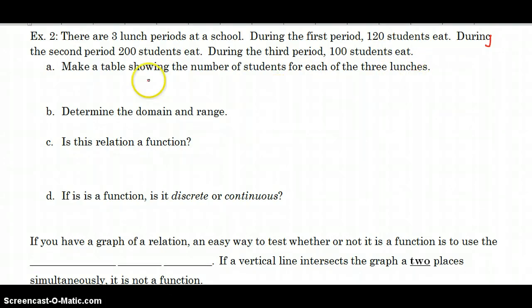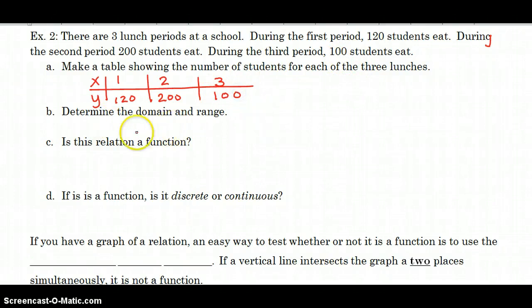So if we made a table, this is what it could look like. We can do it vertically or horizontally. So the first period, there were 120 students. Second period, there were 200 students. Third period, there were 100 students. Determine the domain and the range.